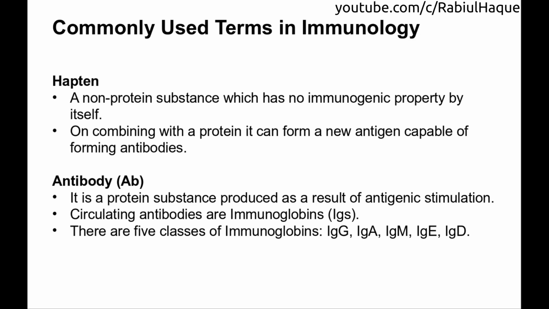What do we mean by antibody? It is a protein substance that is produced as a result of antigenic stimulation. Circulating antibodies are immunoglobulins, and there are 5 classes of immunoglobulins, and they will include immunoglobulin G, A, M, E, and D. You can remember them by thinking about GAMED.